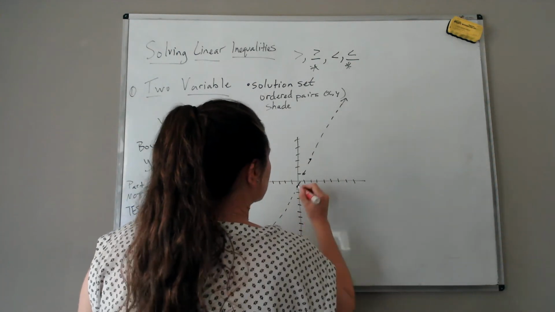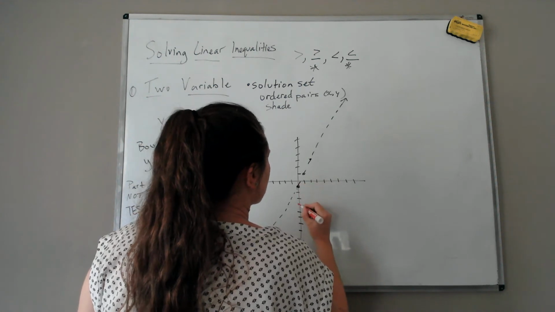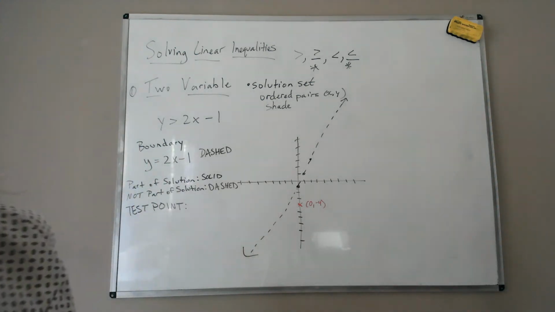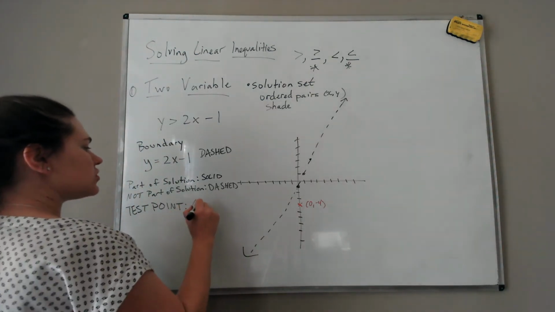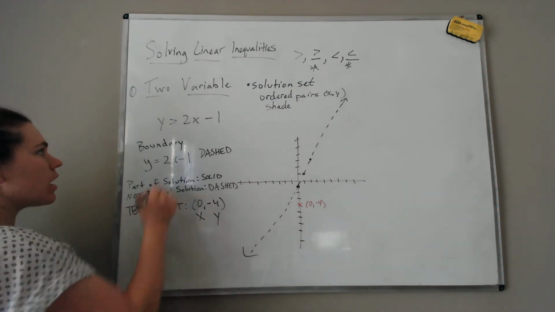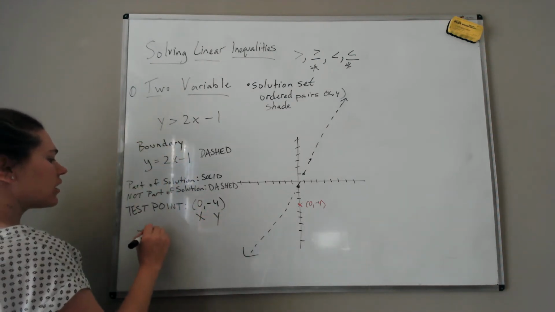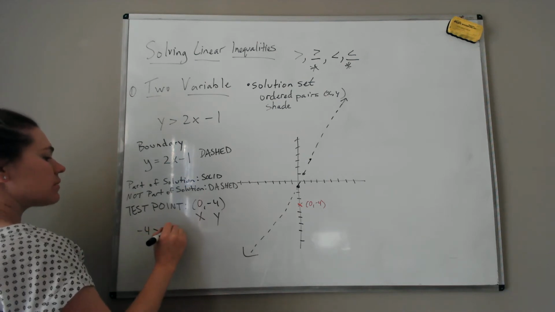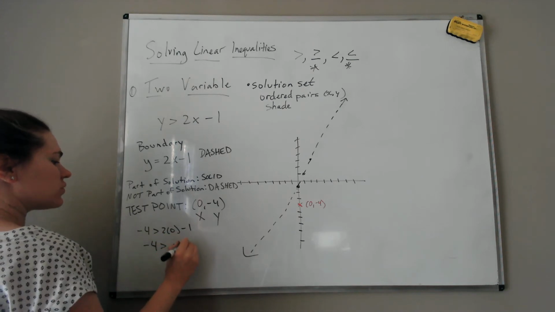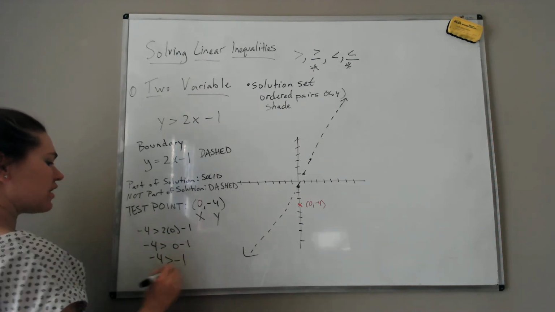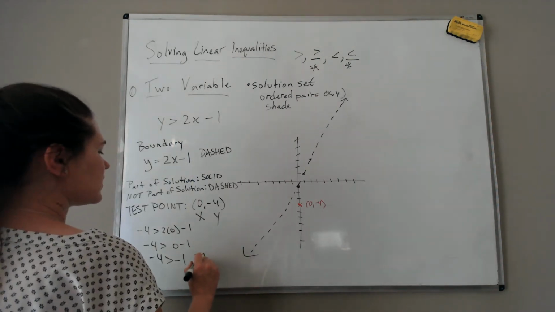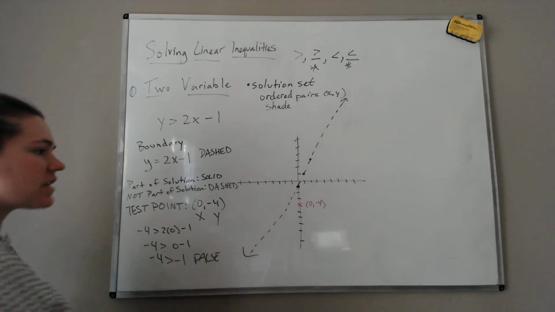So I'm 100% confident, 1, 2, 3, 4, that the point 0, negative 4 is not on the boundary because the y-intercept is 0, negative 1. So what we do is we plug 0 in for x and negative 4 in for y. So negative 4 greater than 2 times 0 minus 1. So is negative 4 greater than 0 minus 1? Is negative 4 greater than negative 1? Is this a true statement or a false statement? This is a false statement.